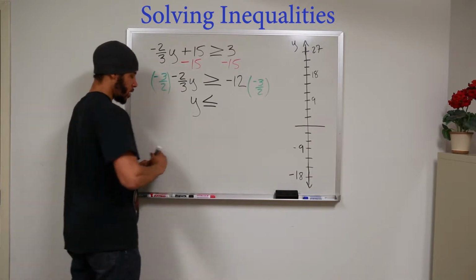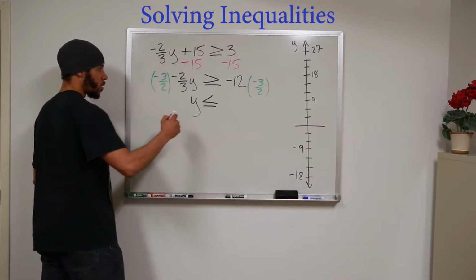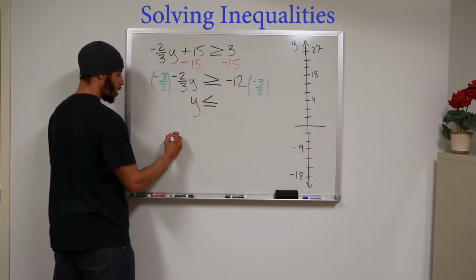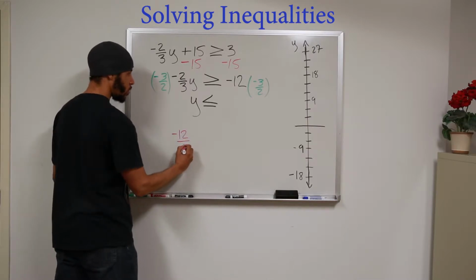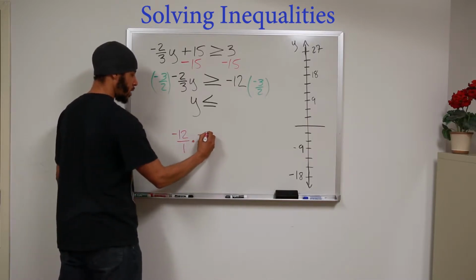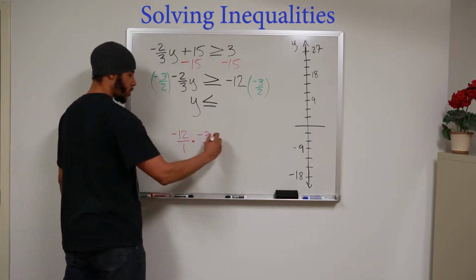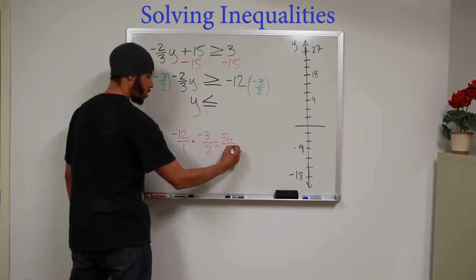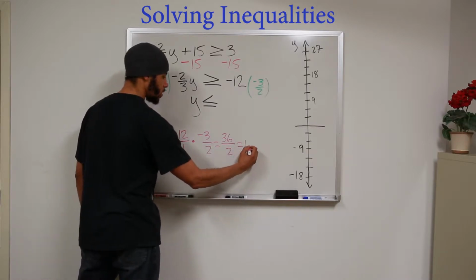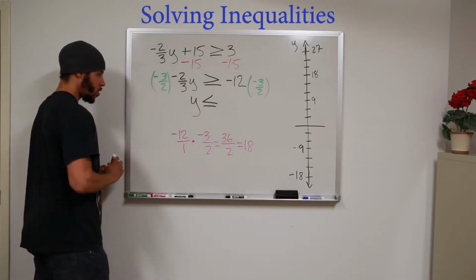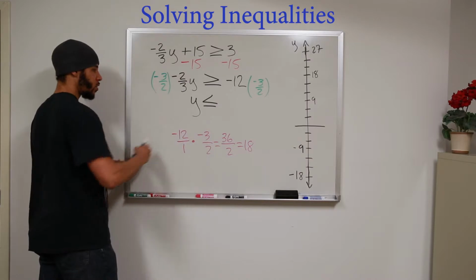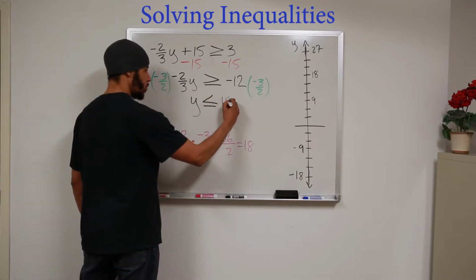Now let's show some work down here. Some of us are learning to do this in our head, which is great, but if not, let's make it clear. We have negative 12/1 times negative 3/2. Negative 12 times negative 3 is positive 36/2, which gives us 18. So we know that y must be less than or equal to 18.